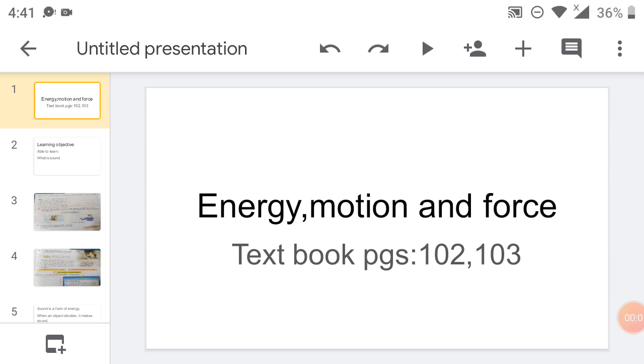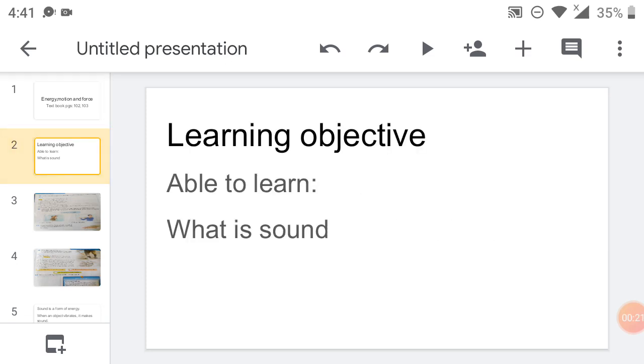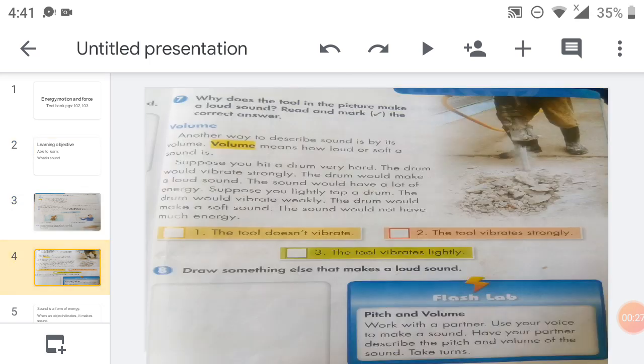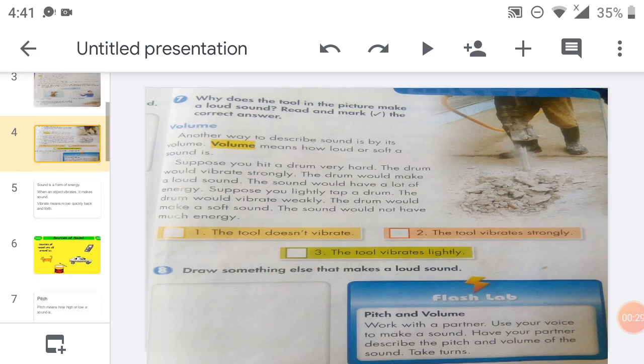I welcome you all in the online Google Classroom, and today in your science lesson, we are going to discuss textbook pages 102 and 103 of unit number 9, Energy, Motion and Force. And during this lesson, you will be able to learn what is sound, okay? This one is page 102 and this is 103 which we are going to discuss today.